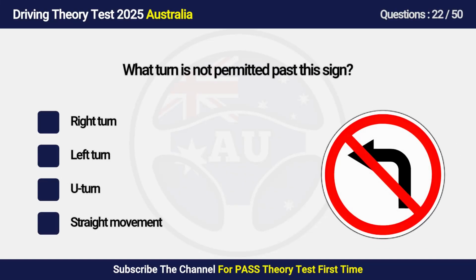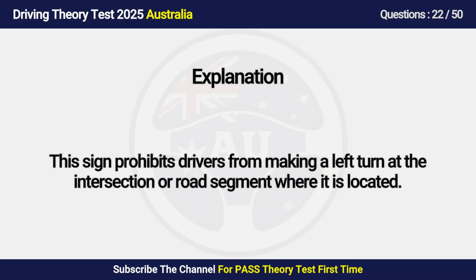Question 22. What turn is not permitted past this sign? A. Right turn. B. Left turn. C. U-turn. D. Straight movement. Answer is B. Left turn. This sign prohibits drivers from making a left turn at the intersection or road segment where it is displayed.